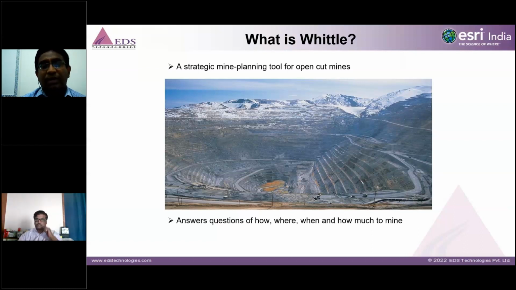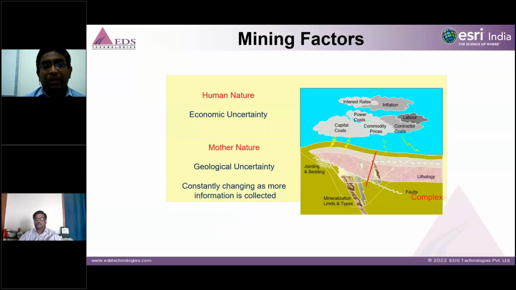across the globe to find out the financial analysis. This particular Whittle software will take both the information that is called the economic uncertainty as well as the mother nature. That means under the economic uncertainty, it will take the capital cost, power cost, then commodity price, interest rate, inflation, your labor cost, and all these things it will take as human nature, which is changing very rapidly depending on the GDP and all these things.